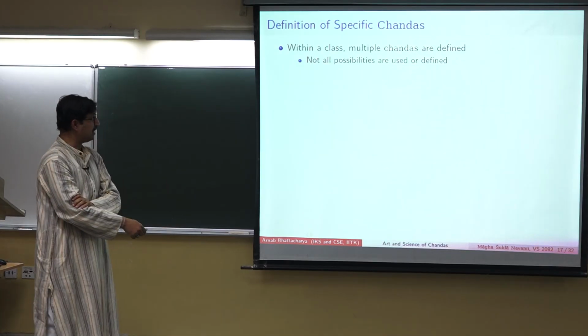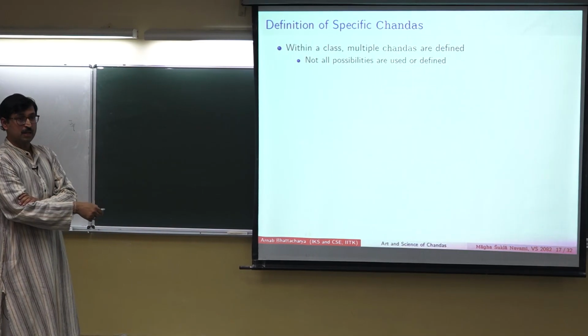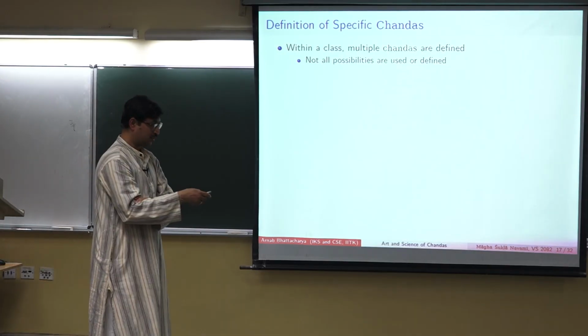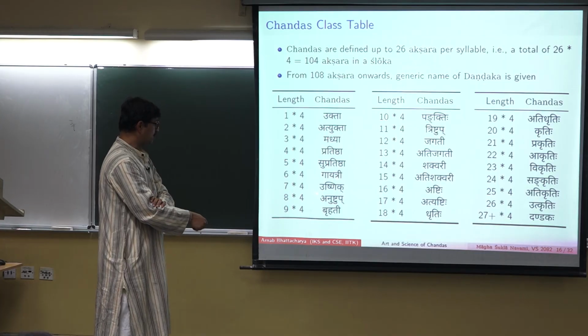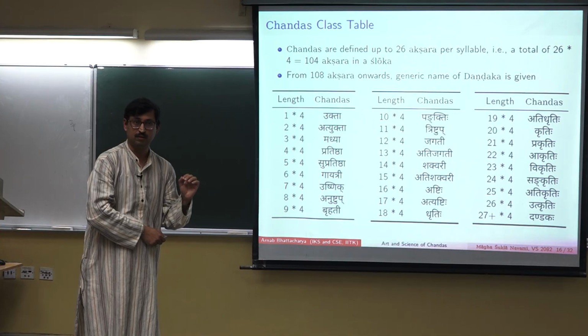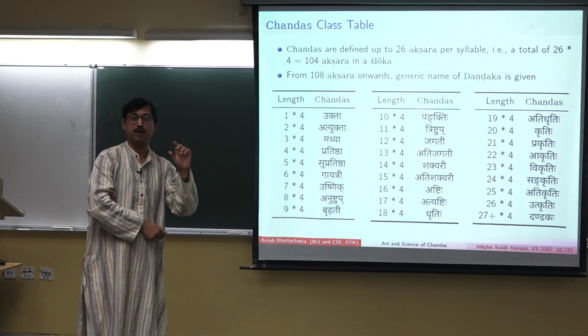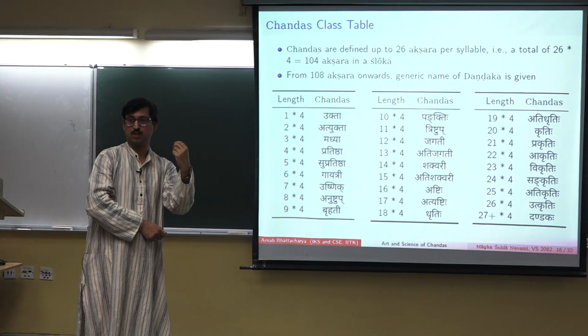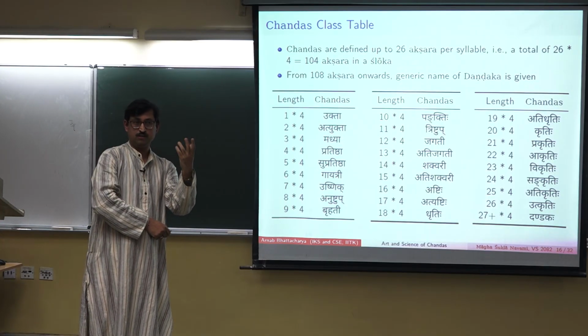And Bhujanga Prayata, so within a class, multiple chandas are defined. In fact, Pingala starts by asking this question. So suppose you go back to this. Anushtup, assume Samavritta. How many total chandas are possible? So how many ways can you permute 8? Each of them has got 2 possibilities, Laghu Guru, right? So it's 2 to the power 8, right?